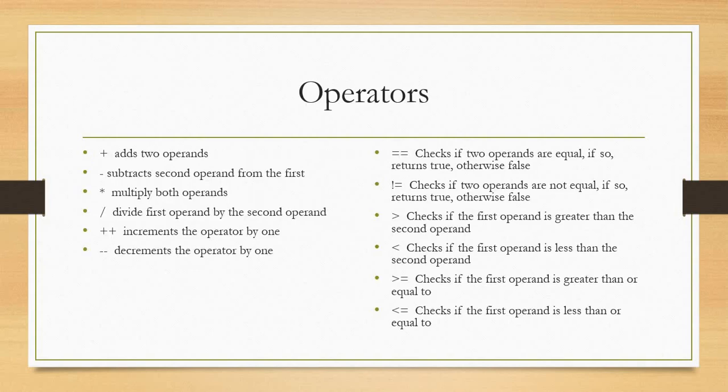Here are some operators associated with JavaScript. A regular plus sign adds two operands. Same with a regular subtraction sign, multiplication, and division sign. Two pluses increments, or adds 1 to, the operand. Two minus signs decreases the operand by 1. Two equal signs checks to see if two pieces of information are equal. And so on and so forth.